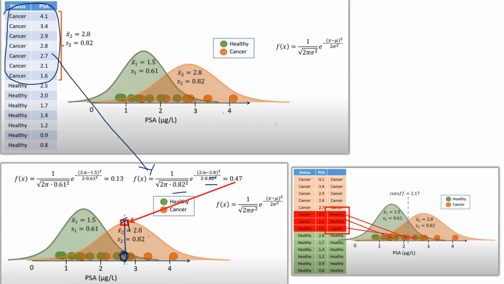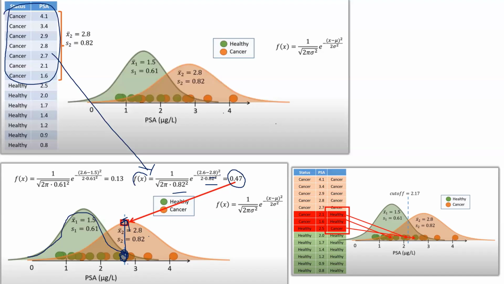The x is given as 2.6 and you're trying to find out the probability density, the value of this for cancer, right? So you got that as 0.47. Similarly, you're trying to get the value on this particular curve, on this particular distribution. You're trying to find out the probability density of this given point. So substitute this in this particular function again.